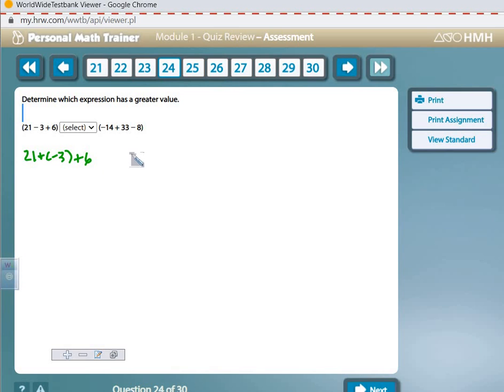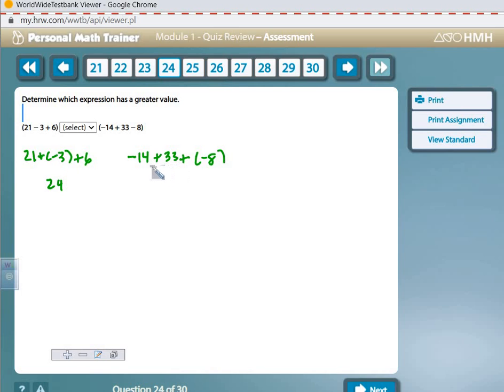This one right here, I'm going to change that to -14 plus 33 plus a -8, okay? And then I'm going to put these together. Let's see here. I'm going to go 21 plus 6, which is 27. And 27 plus -3 is going to be 24, because I have 27 positives and 3 negatives.